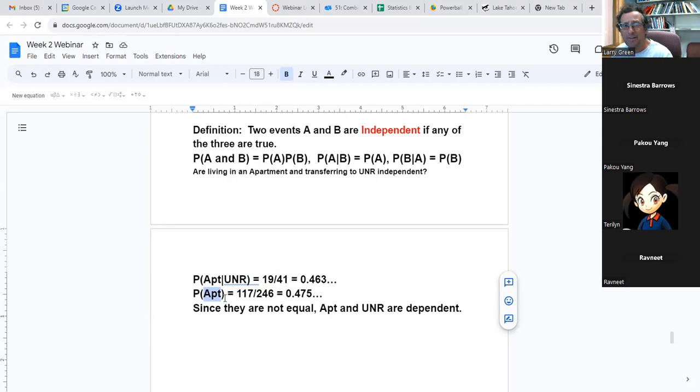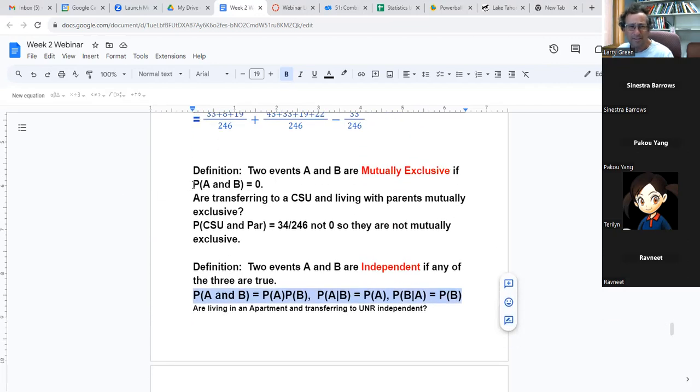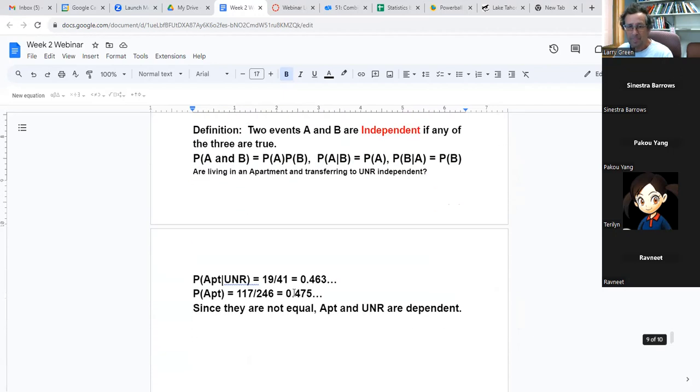Mutually exclusive and independent are very different. Look at these equations here. And then if you look at mutually exclusive, that's P of A and B equals 0. They're totally different things. Even in the ideas, A and B means they can't both happen, whereas here, it means if one happens, that helps you understand if the second happens. They're very different ideas. Does that make sense?